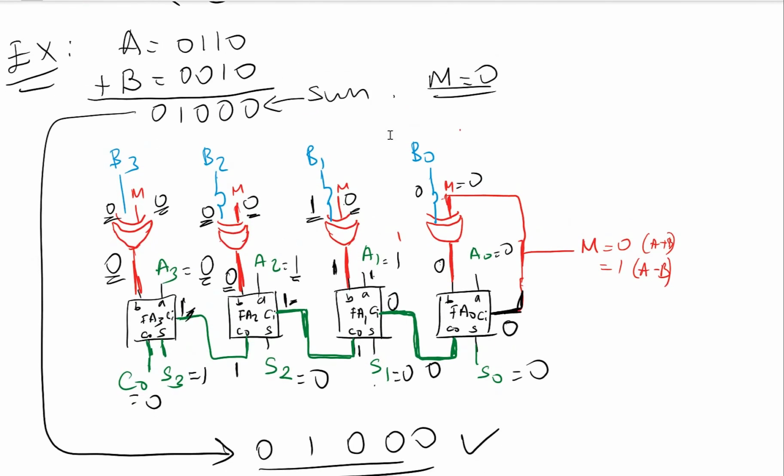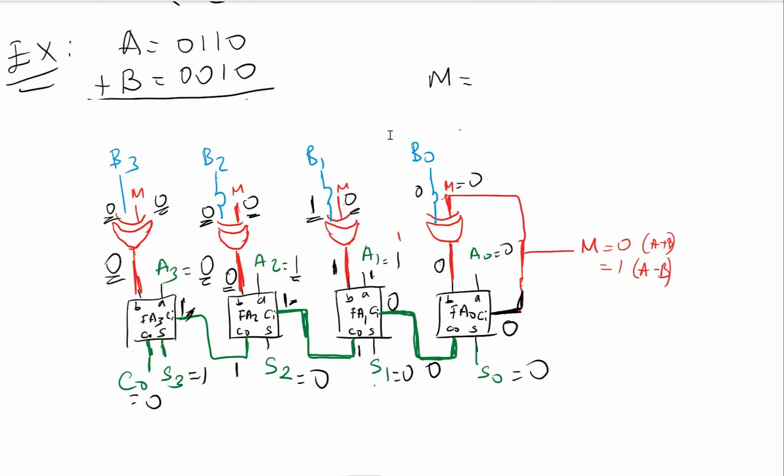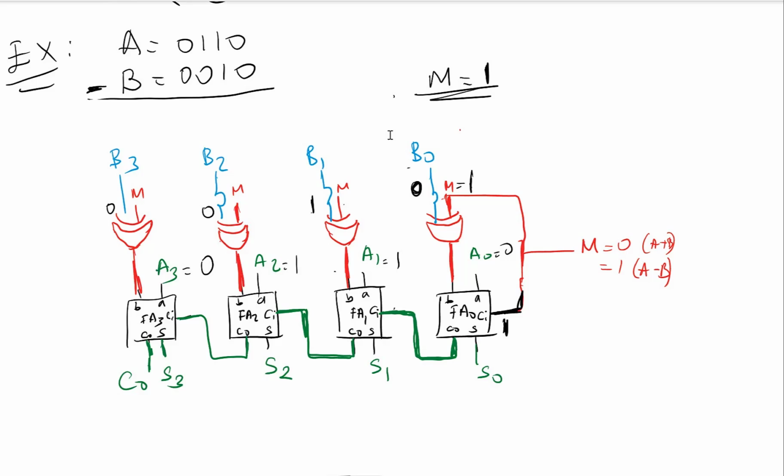So let's do the same example with the subtract operation, right? In this case my M will be 1, and then I will be doing a subtraction. Let's do the subtraction. 0 minus 0, I have a 0, 1 minus 1, I have a 0, and 1 minus 0, I have a 1, and I have a 0. So this is my result of subtraction.